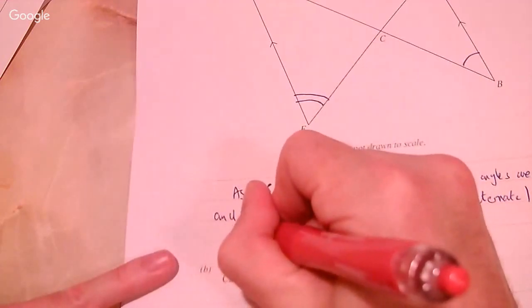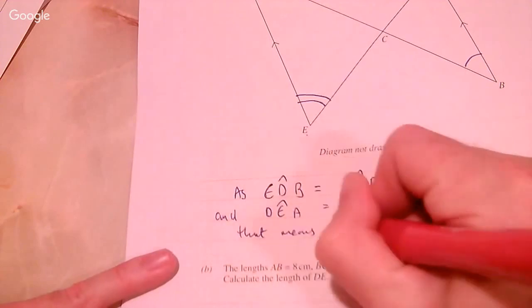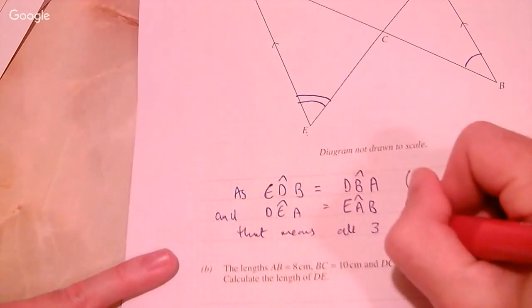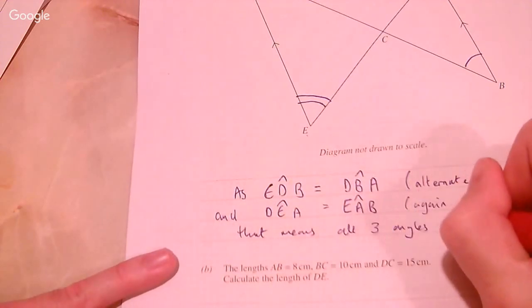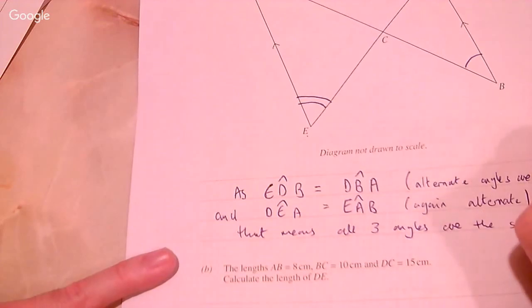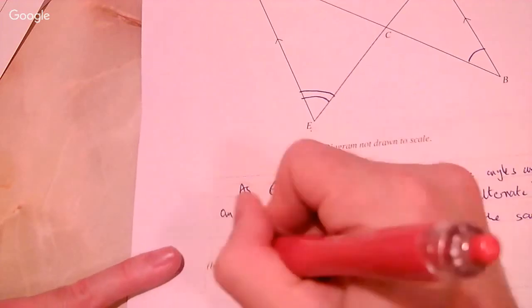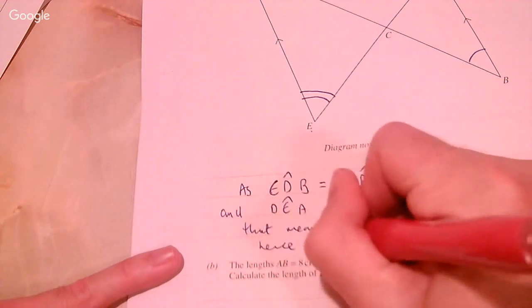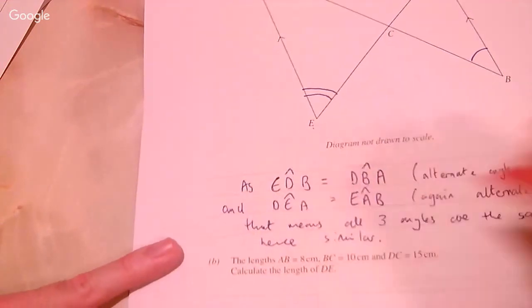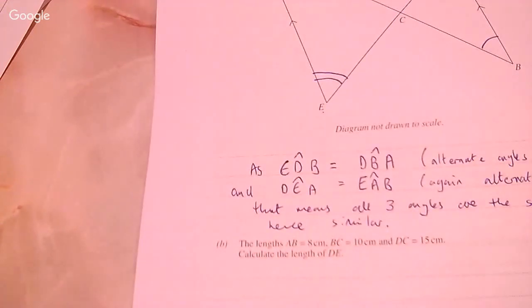That means all three angles are the same. Hence, similar. That's what the definition is, to be a similar shape. They have to have identical angles.